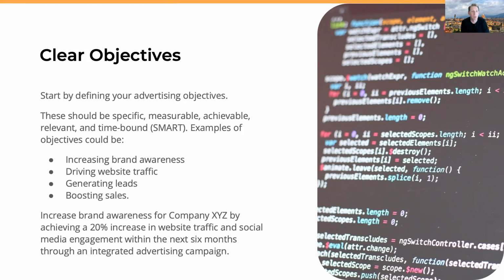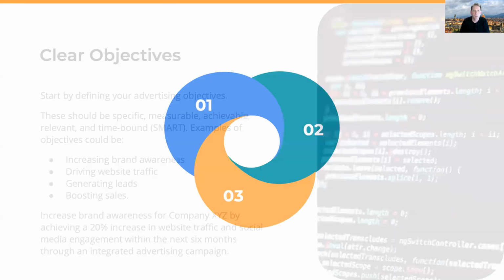So here's an example of a SMART clear objective. Increase brand awareness for company XYZ by achieving a 20% increase in website traffic and social media engagement within the next 6 months through an integrated advertising campaign. Notice how all of those things are specific, measurable, achievable, relevant, and time-bound. They are SMART.